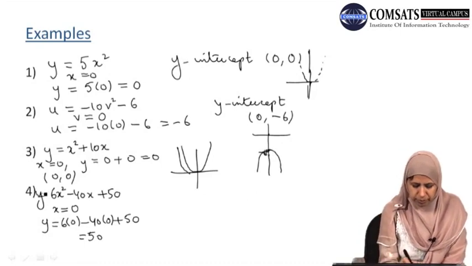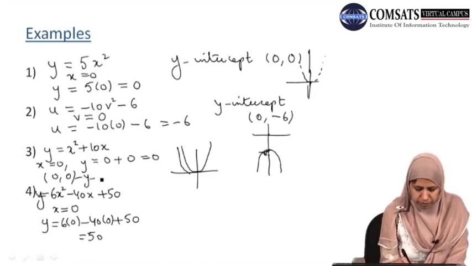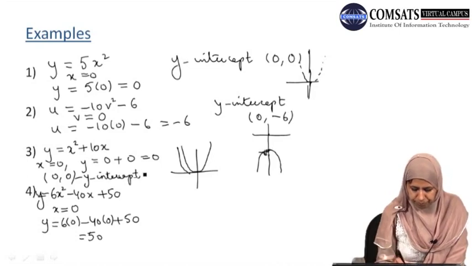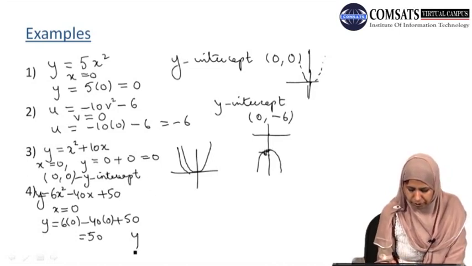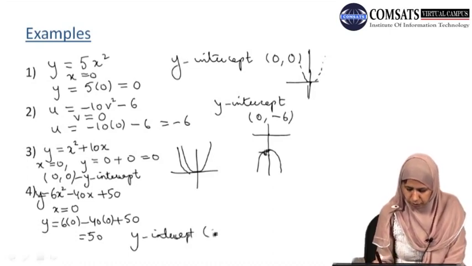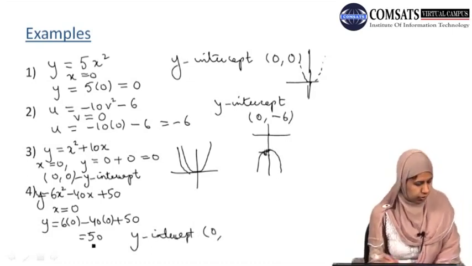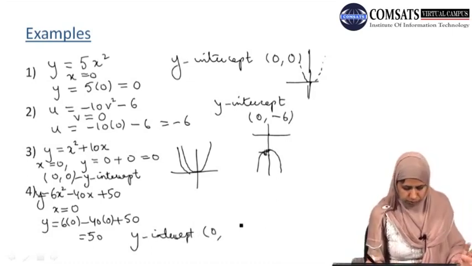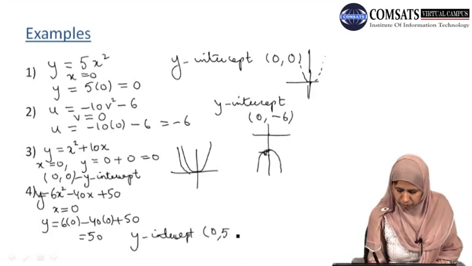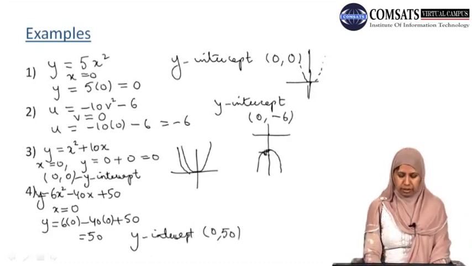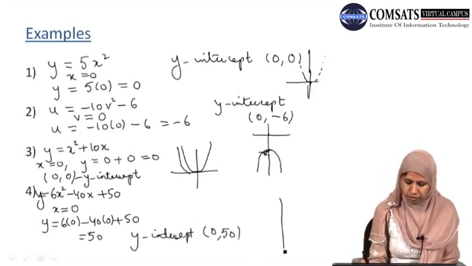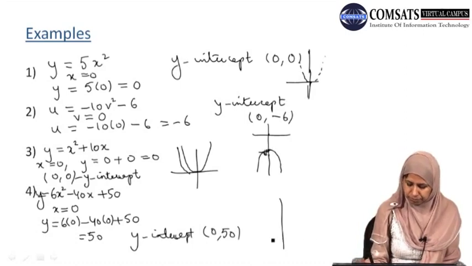So this is our y-intercept. In this case our y-intercept will be: clearly x should be equal to 0 and y is equal to 50. And what will be the graph in this case?